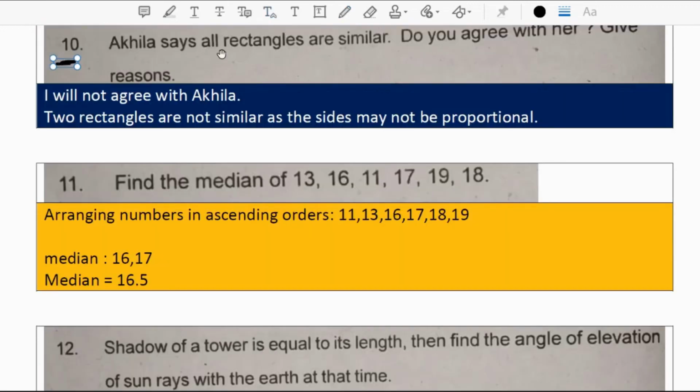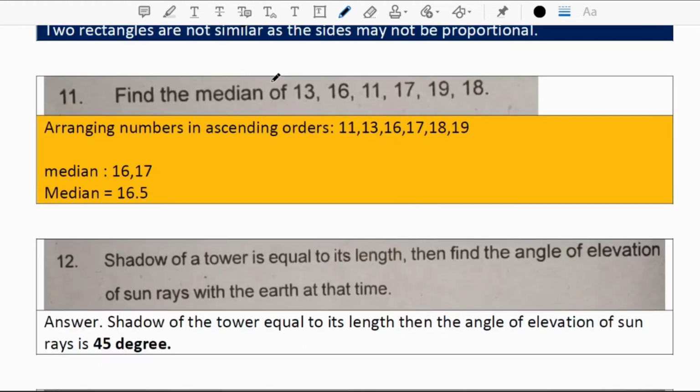10th question. Akila says all rectangles are similar. Do you agree with her? No. Because two rectangles are not similar as their corresponding sides are not proportional.